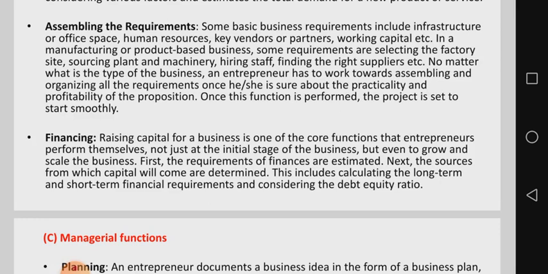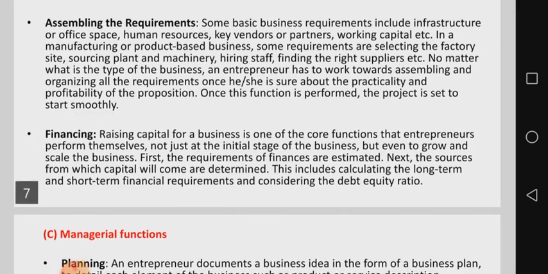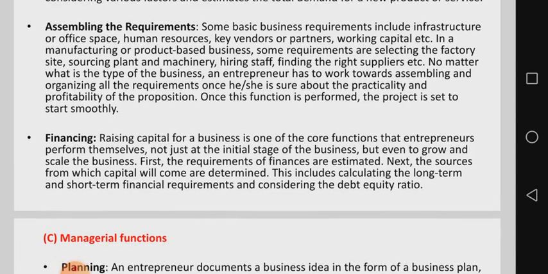So the thing is that you will have to raise the capital for your business. So what do you need? You need investors. Not just at the initial stage of the business, but even to grow and scale the business. First, the requirements of finances are estimated. Next, the sources from which capital will come are determined. This includes calculating the long-term and short-term financial requirements and considering the debt-equity ratio.